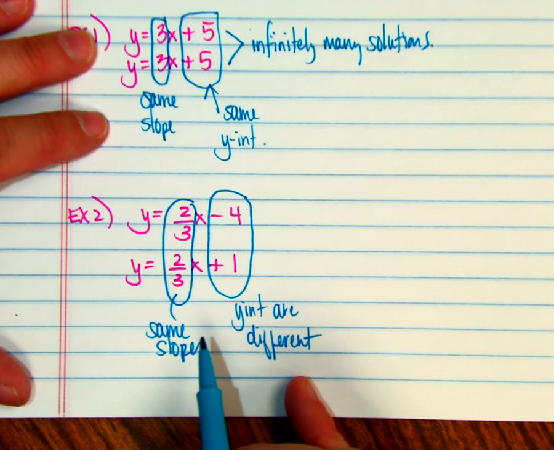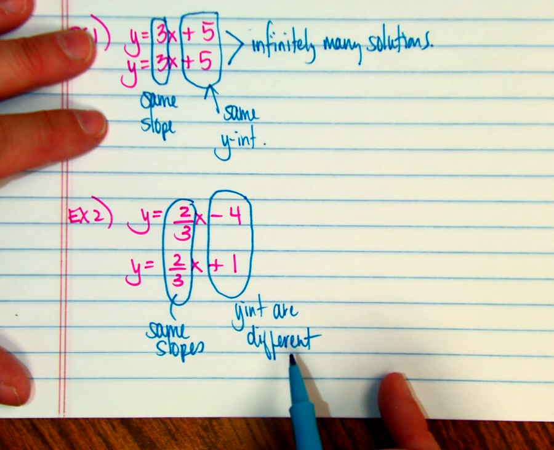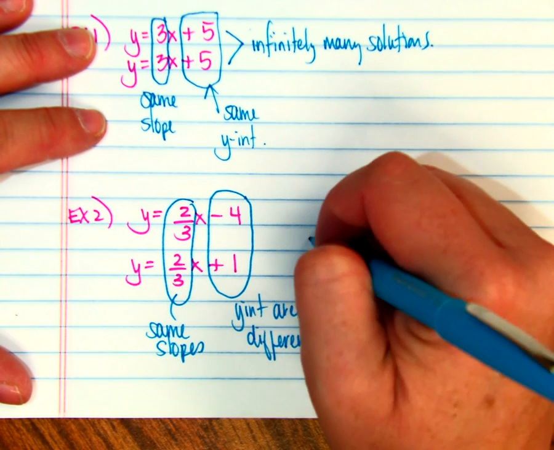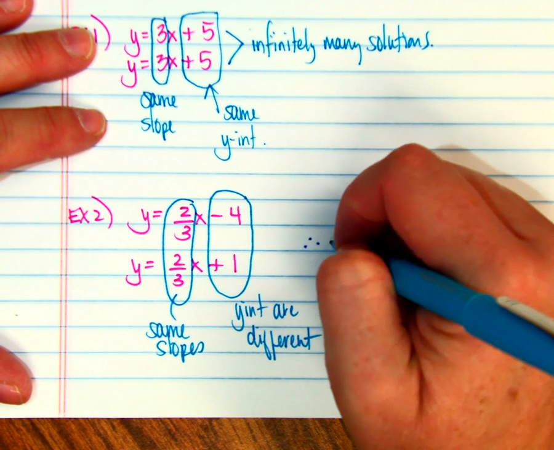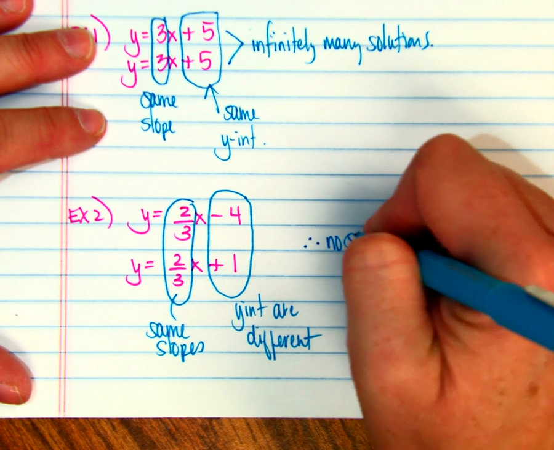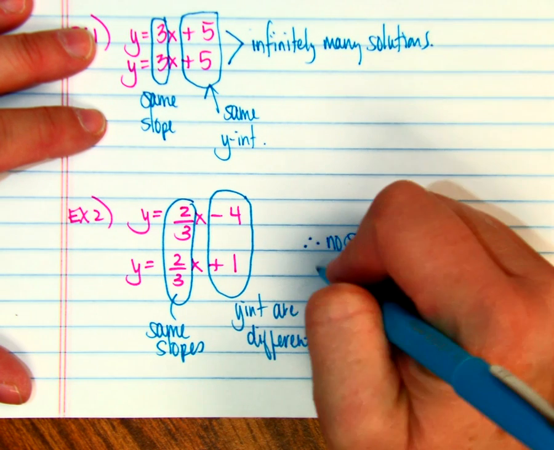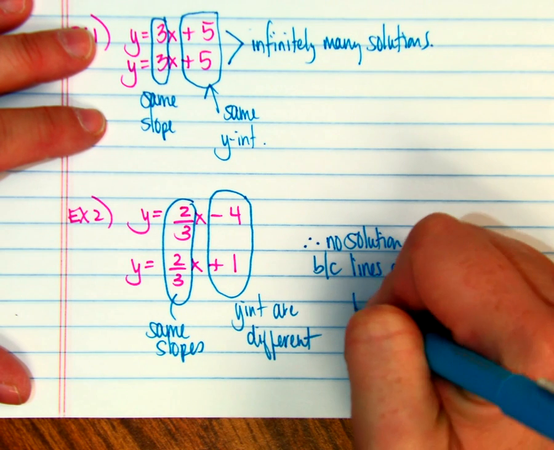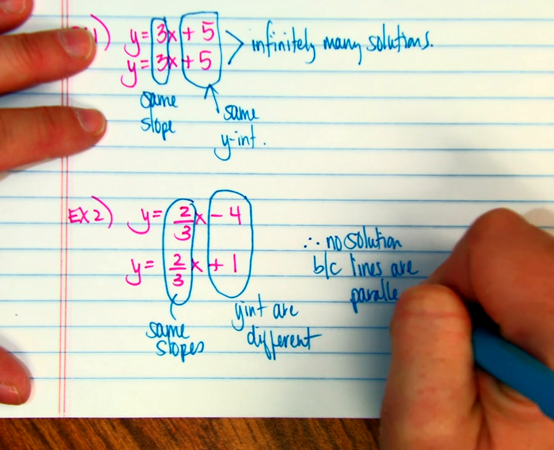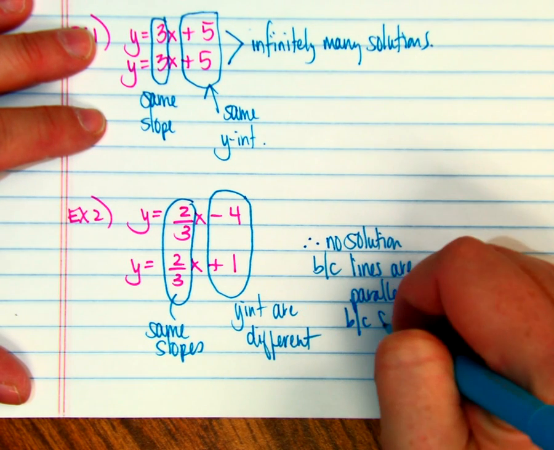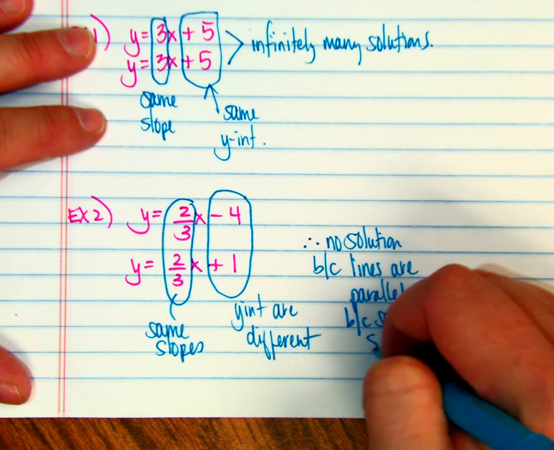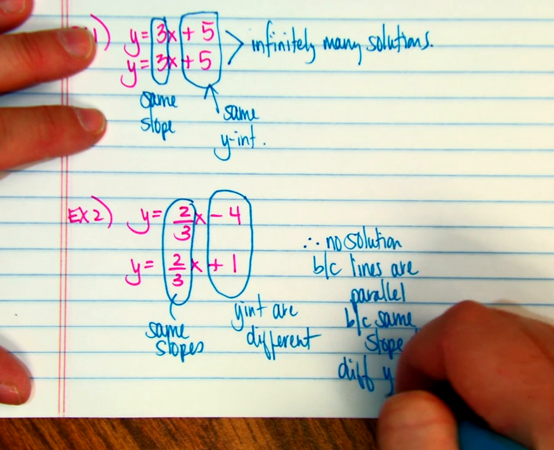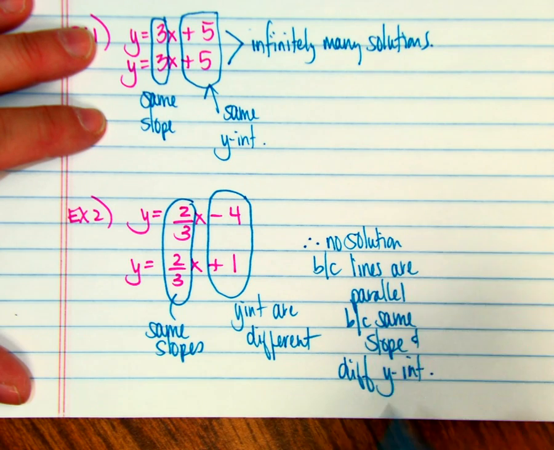So if we have the same slopes, but they cross at different points, that means the lines are going to be parallel. So that would mean that these are no solution because the lines are parallel. And we know that because they have the same slope and different y-intercept.